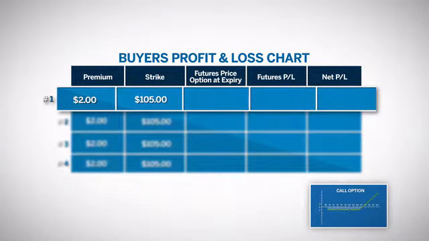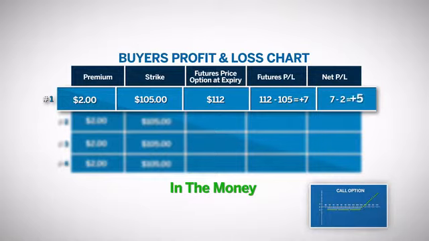In scenario 1, the futures price at option expiration will be 112. This option is in the money. You exercise the option at 105. With the futures at 112, this will result in a gain of 7. If you subtract the $2 premium paid for the option, your net profit will be $5.